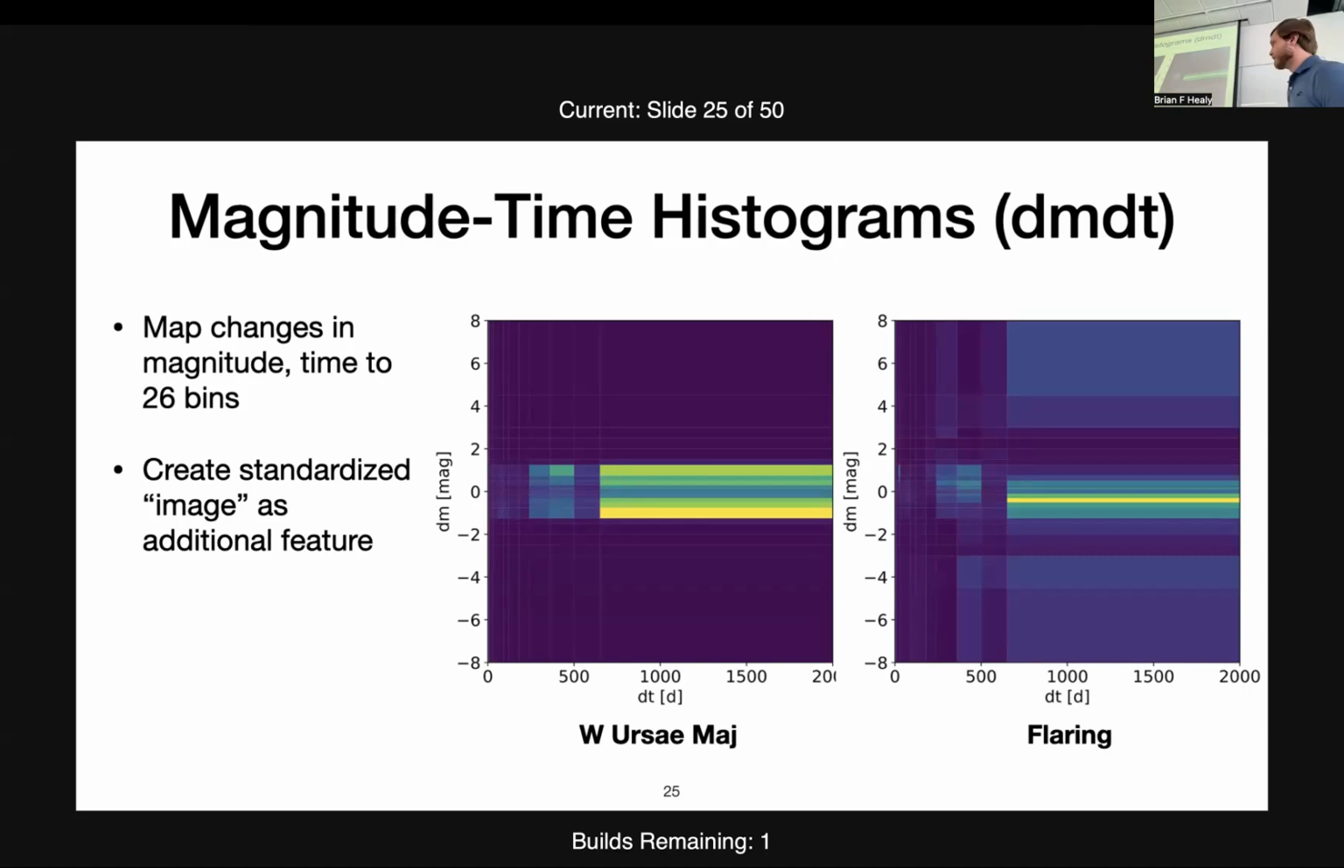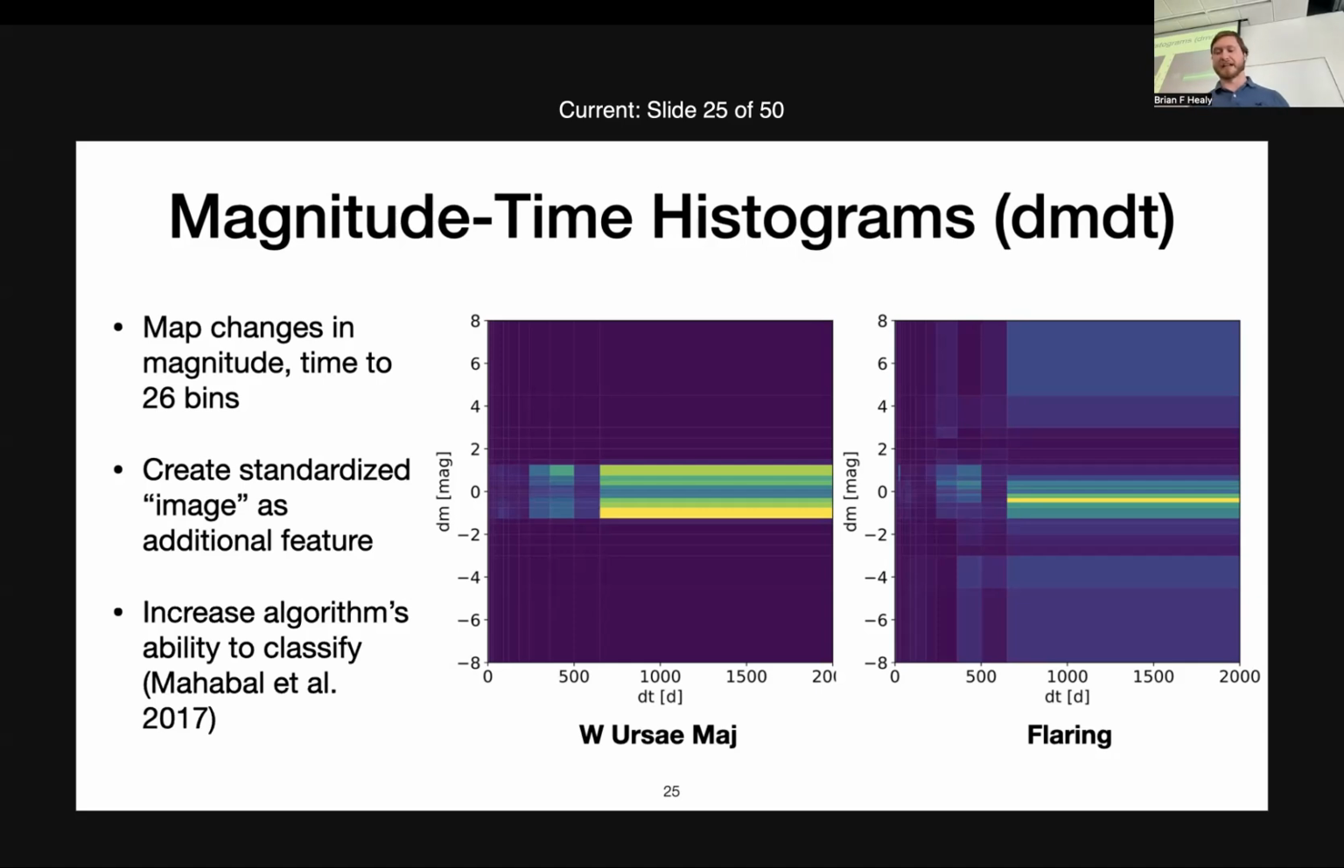And just to show you how different it can appear for one kind of source versus another, I've got, again, the contact eclipsing binary, the W Ursae Majoris type star. The dmdt looks like that, where dm in magnitudes is on the y-axis, and dt in days is on the x-axis. And then I've got a flaring source over here on the right. I'd say the main thing that pops out to me is that those upper and lower corners on the right are populated more because you've got these large departures from the median magnitude. So this can improve the algorithm's ability to classify.